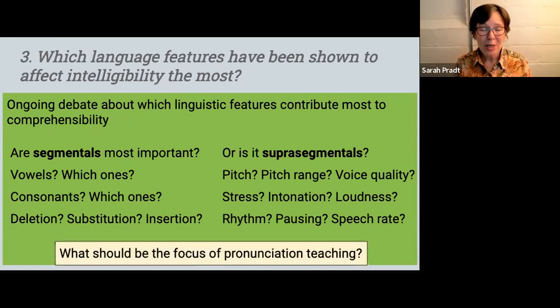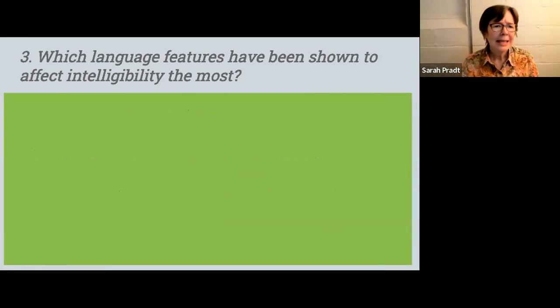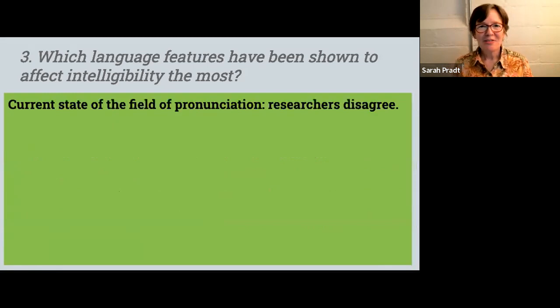And we need to know, because we need to know what should we focus on when we teach pronunciation. I have an amazing luxury in my present work where I teach nothing but pronunciation, and it's amazing. But I remember other jobs where I just had to slide that in here and there. And if we have such limited time, what should we look at? What should we focus on? As I said, the current state of the field, researchers disagree.